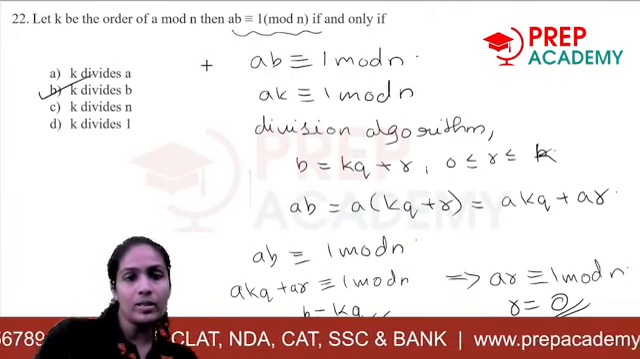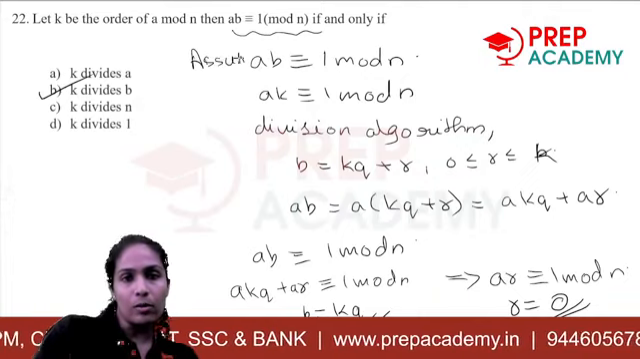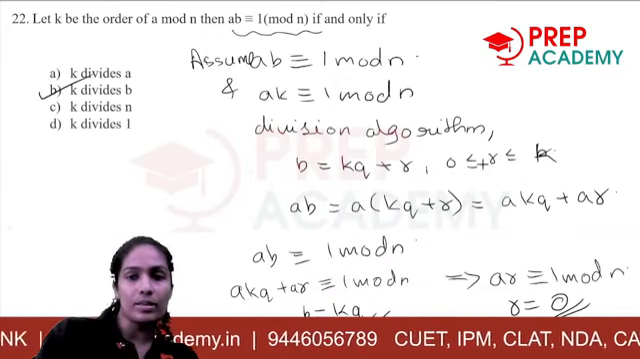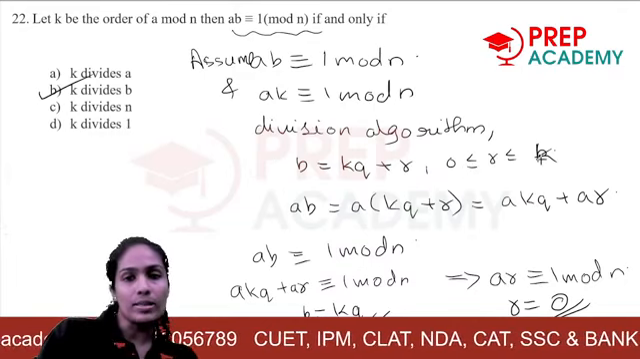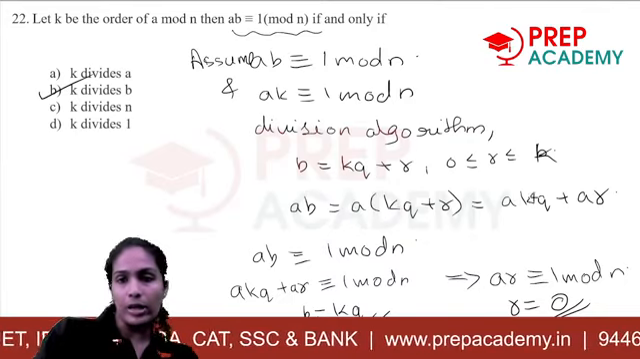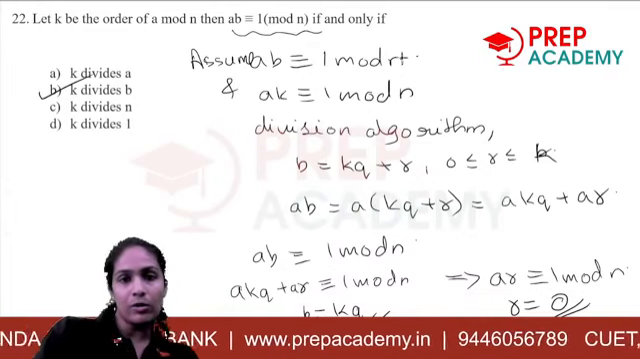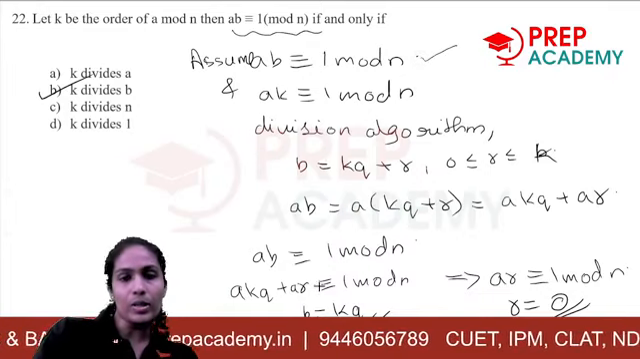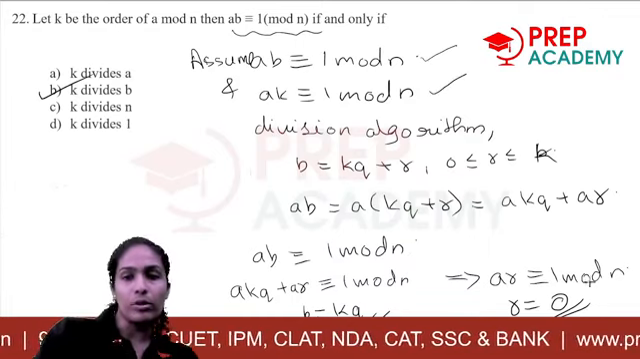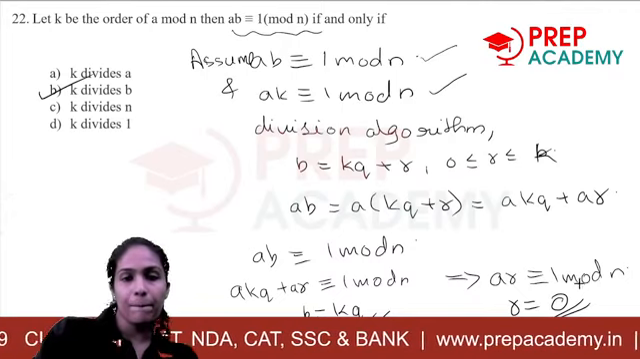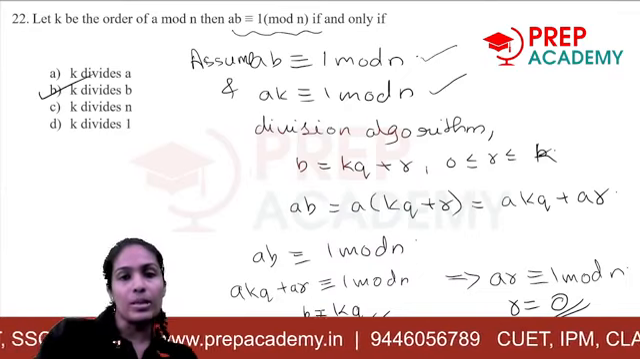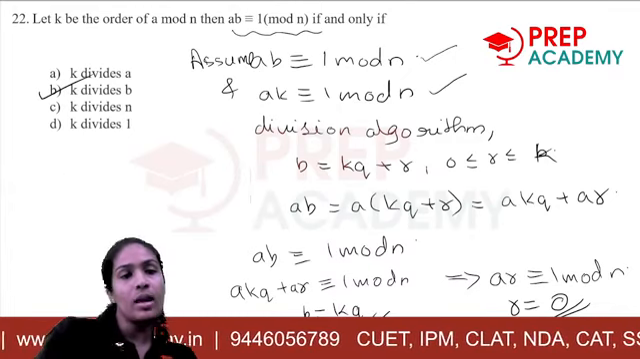First, assume that ab is congruent to 1 mod n. Also, assume that a^k is congruent to 1 mod n. By division algorithm, we can write b as kq plus r, where r is the remainder and r lies between 0 less than or equal to r less than k. Now, ab means a into, in place of b, you can write kq plus r, which is equal to a^kq plus ar. But we know that ab is congruent to 1 mod n, which implies a^kq plus ar is congruent to 1 mod n. But a^k is also congruent to 1 mod n. Therefore, ar is also congruent to 1 mod n. So ar congruent to 1 mod n means r is equal to 0. Or b is equal to kq plus 0, which is equal to kq, that is, k divides b.